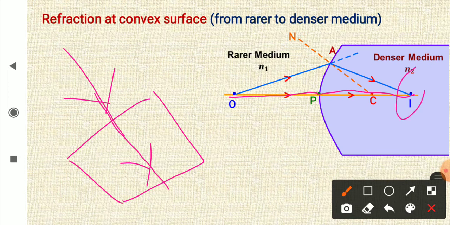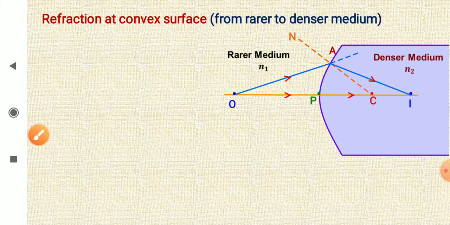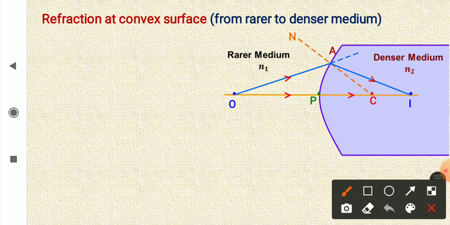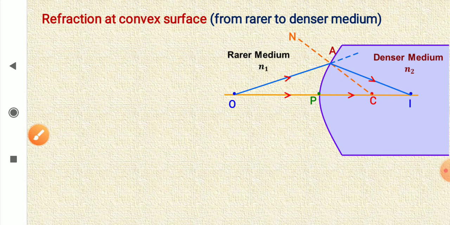And at this point, these rays, this one and this one, they meet, and you know that the image formed by actual meeting of rays is called a real image. So a real image of this object O is formed in the denser medium. So that is the working of this image formation.